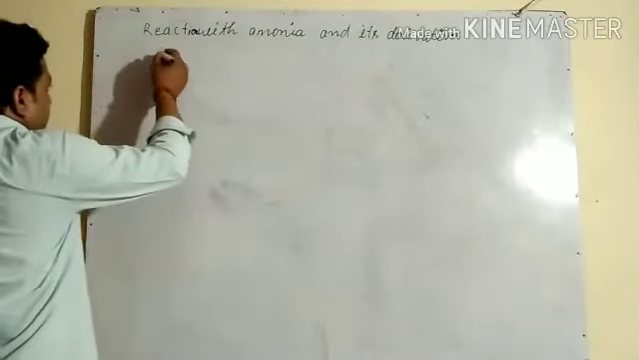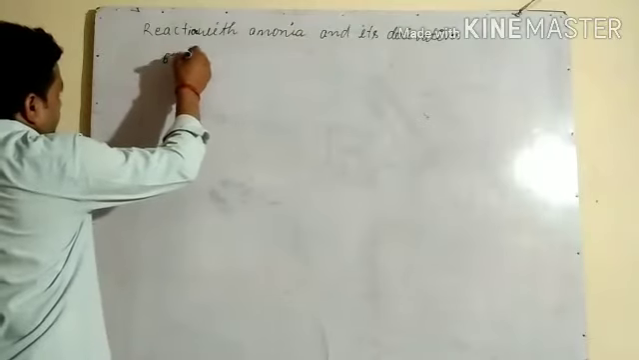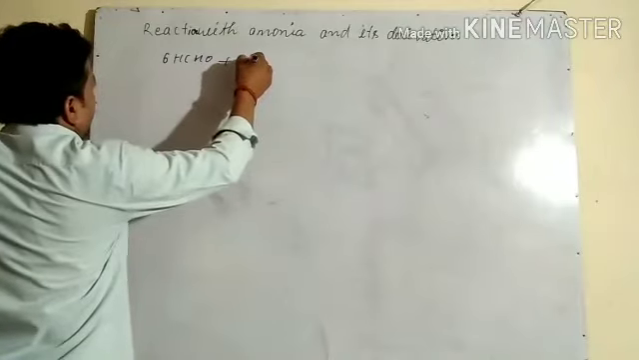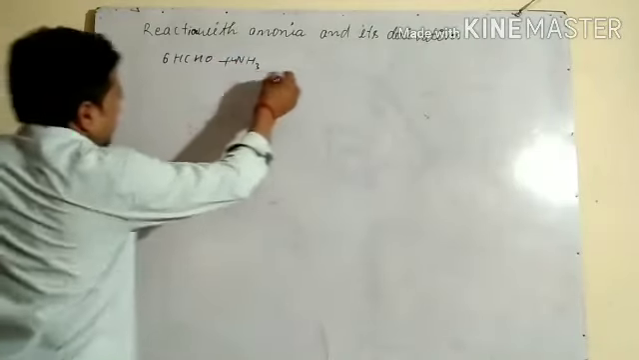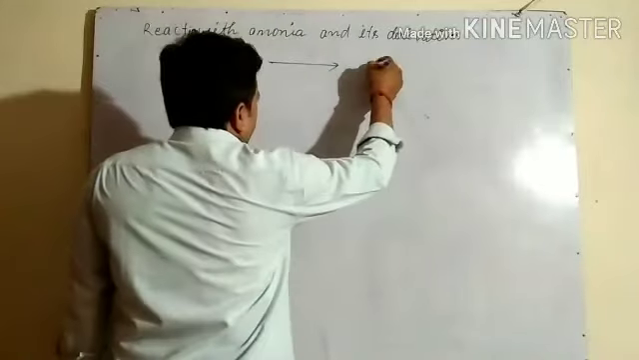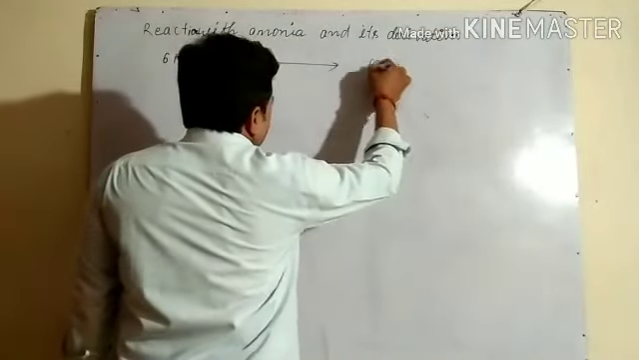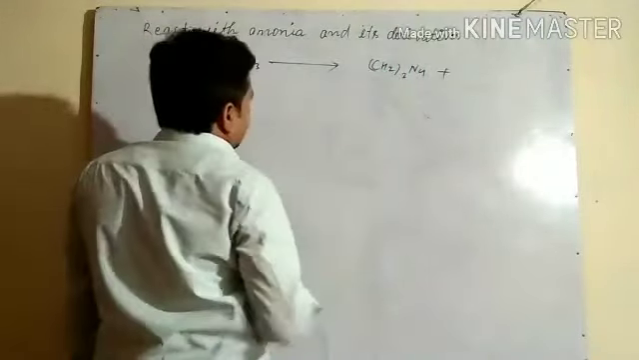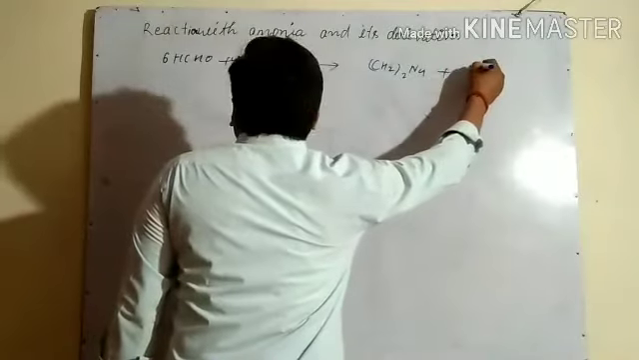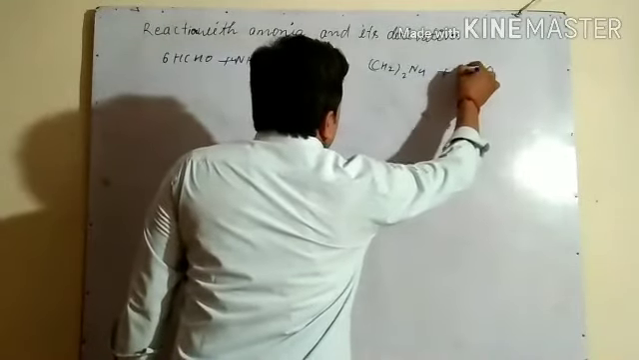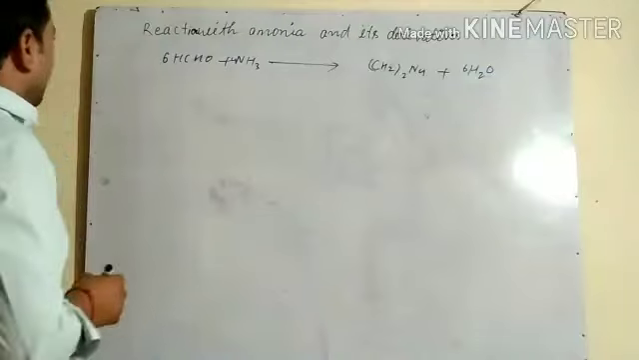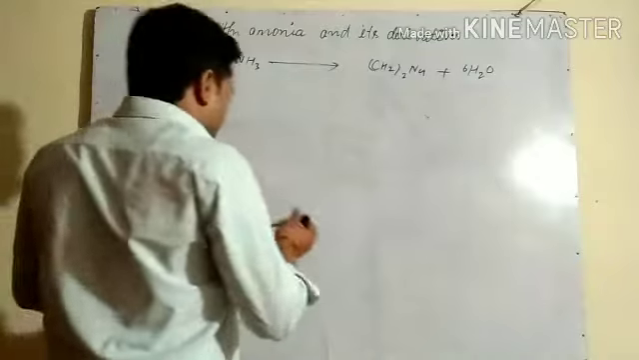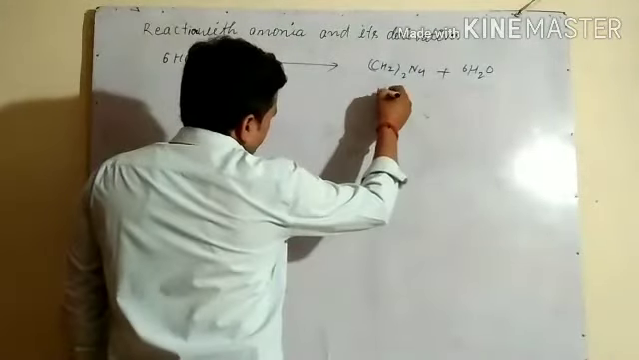So you remember this: 6HCHO plus 4NH3 gives hexamethylene tetramine plus 6H2O. This is the reaction. Okay, so this is the main product, and this is also known as urotropin.